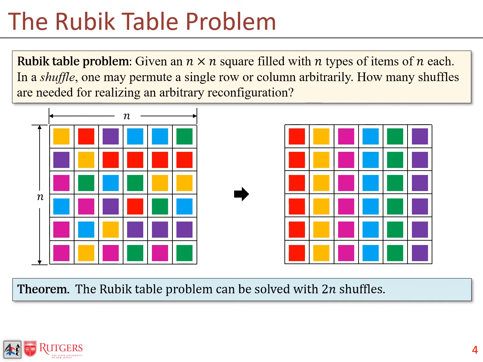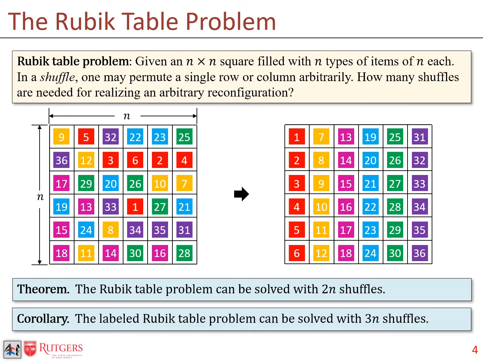Somewhat surprisingly, we show that the Rubik table problem can be solved using only 2n shuffles. That is, we'll perform n column shuffles, and then n row shuffles, and that actually allows us to solve the problem. Now from here, we easily observe that if we further have every single item being fully labeled, then that problem can be solved using 3n shuffles, because after we solve the unlabeled version using 2n shuffles, we can then shuffle every column one more time to get to the fully labeled ordered setting.